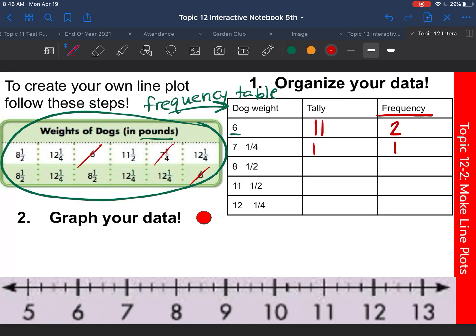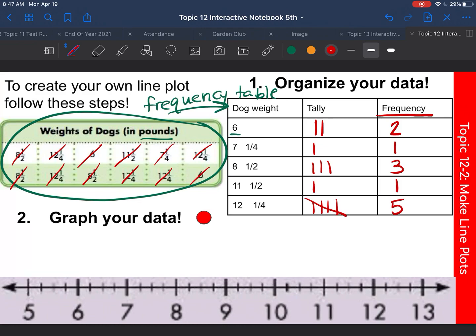8 1/2, I have 1, 2, 3. 11 1/2, I just see that once. 12 1/4, I see 1, 2, 3, 4, 5. Now, remember when we do tallies, when we get to the 5th one, we go across. If you don't know how to do the diagonal virtually, you can just add a 5th line there if you want. That's okay.